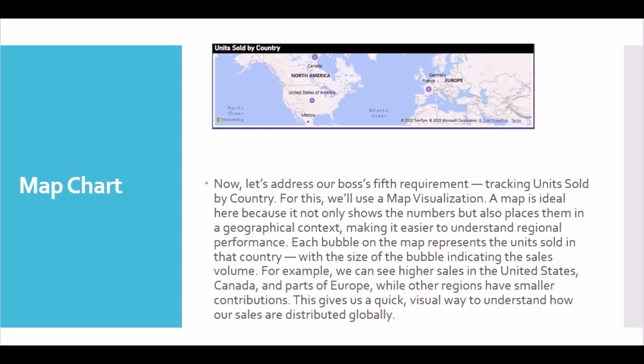Each bubble on the map represents the total units sold in that country. The larger the bubble, the higher the sales volume. For example, we can instantly notice higher sales in the United States, Canada, and parts of Europe, while other regions show smaller bubbles, meaning lower contributions. So, with just a quick glance, we can easily see how our sales are distributed globally.